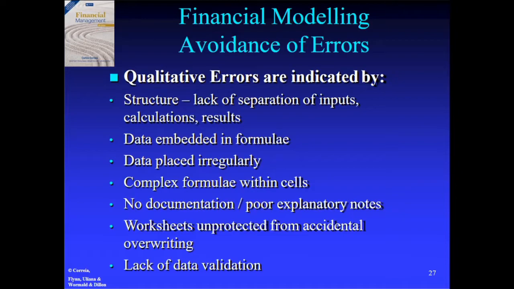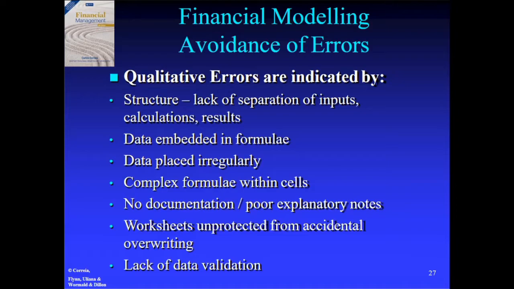So use a separate worksheet to explain the parameters and objectives of the model. Use the cell comments facility in Excel to explain a cell's data or formula. Then, unprotected worksheets. If a worksheet is unprotected, this can result in it being accidentally overwritten. So it is suggested that worksheets are protected to avoid accidental overwriting.